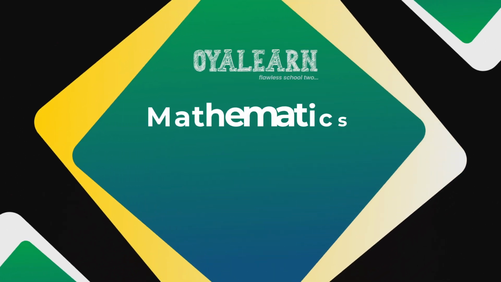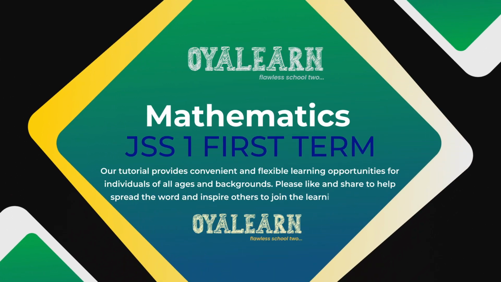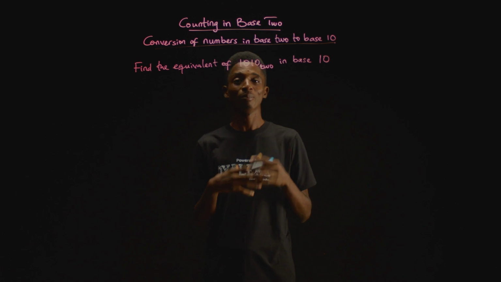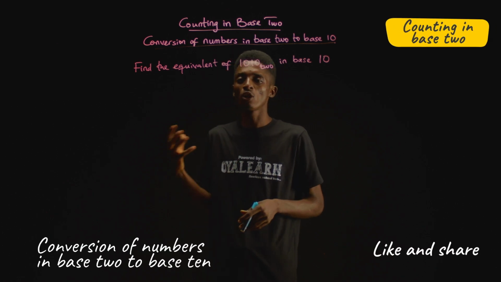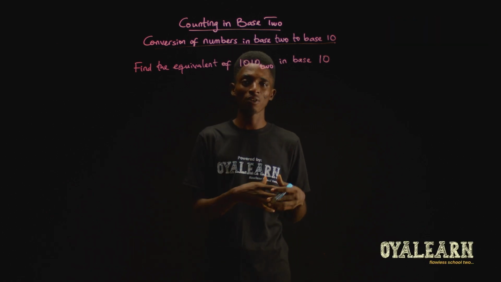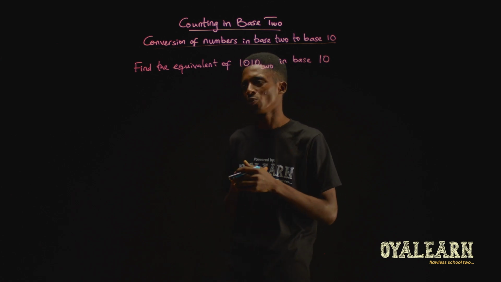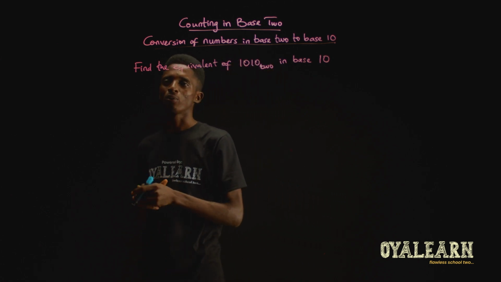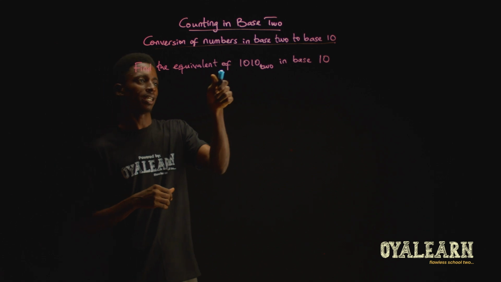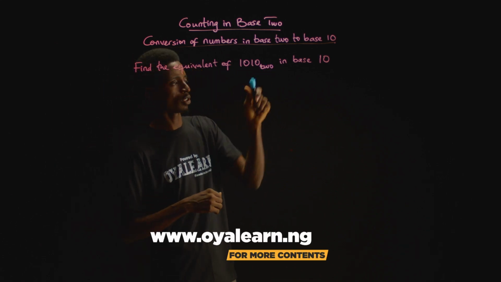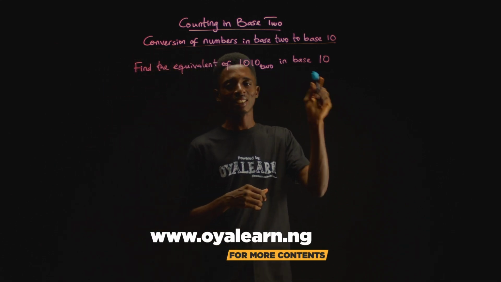Let us learn how to find the equivalent of a certain number in base 2 in base 10. That is, if you are given a number in base 2 and you're asked to find its equivalent in base 10, this is how you will do it, using this as an example. Find the equivalent of 1010 base 2 in base 10.